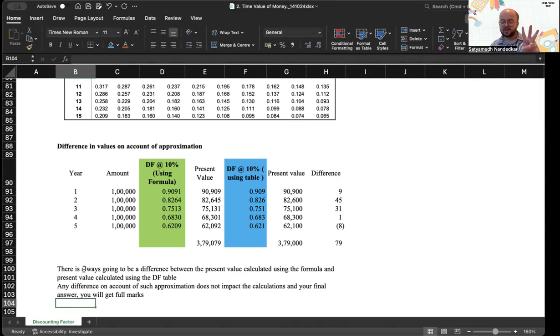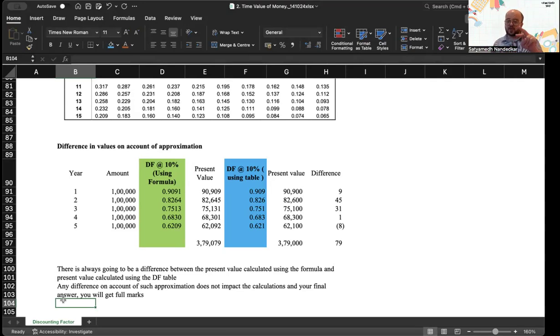We understood 3 things about the discounting factor. The first thing that we understood was, the farther you go from today's date, the value declines. If your rate of interest is more, your discounting factor is less. And the answer that you get using the formula for present value and the answer you get using the discounting factor table, there is going to be a difference between the two, but the difference is small. It does not have an impact on the final answer and the final conclusion you arrive at.